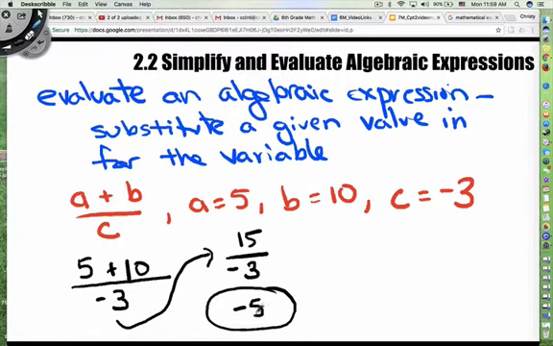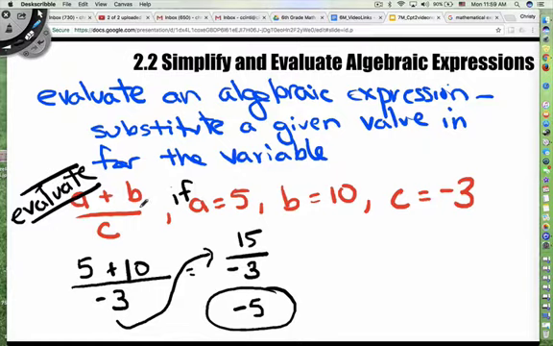Okay, that's the way that you want to do it. You want to avoid having equal signs to the next one. We just want to do it sequentially below each other. The instructions here would be to evaluate, which I forgot to write there, sorry. So evaluate this, A plus B divided by C, if A is equal to 5, B is equal to 10, and C is equal to -3.